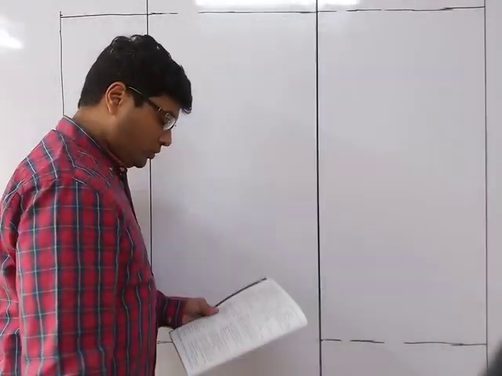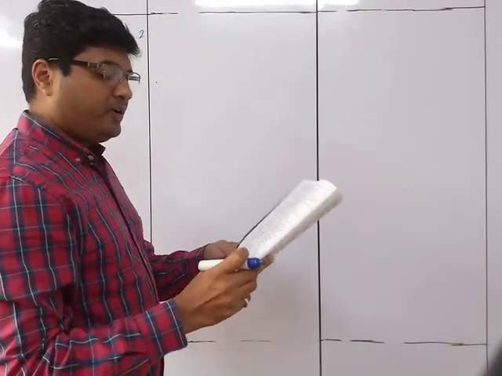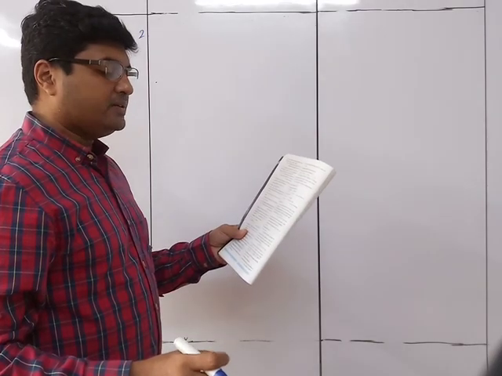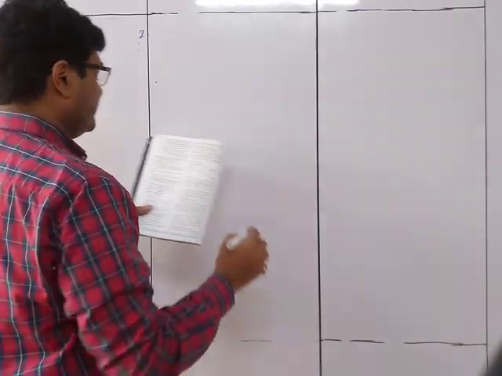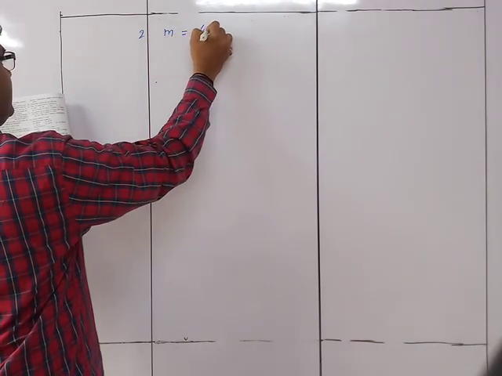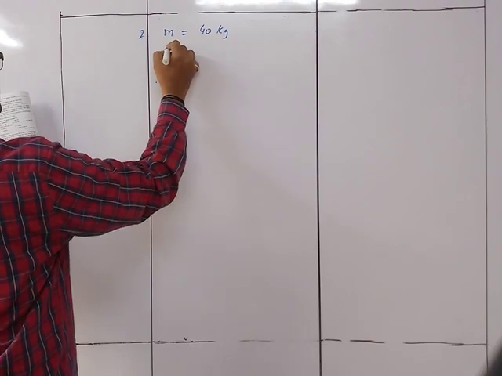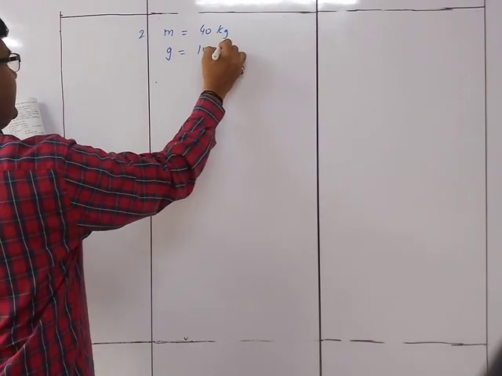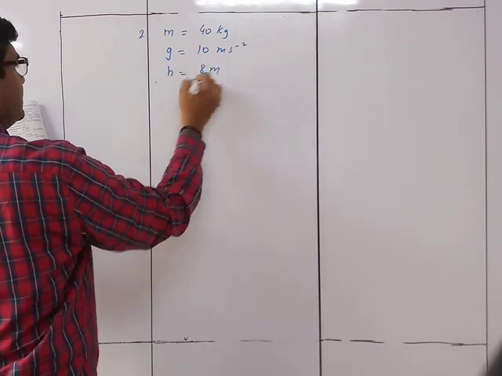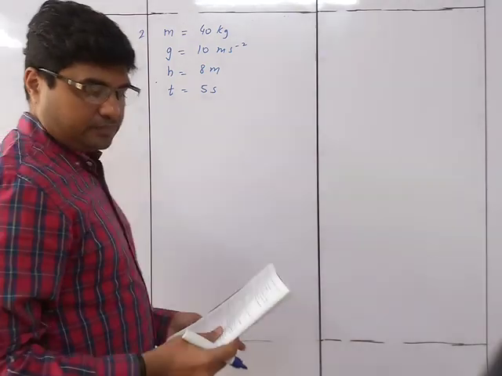Okay, question 2 is this way. A boy of mass 50 kg climbs up the stairs and reaches the roof at a height of 8 meters in 5 seconds. So first thing is mass is equal to 40 kg. You are given the gravitational acceleration g is equal to 10 meter per second square. The height is equal to 8 meters. The time is equal to 5 seconds. This is the data given to us.